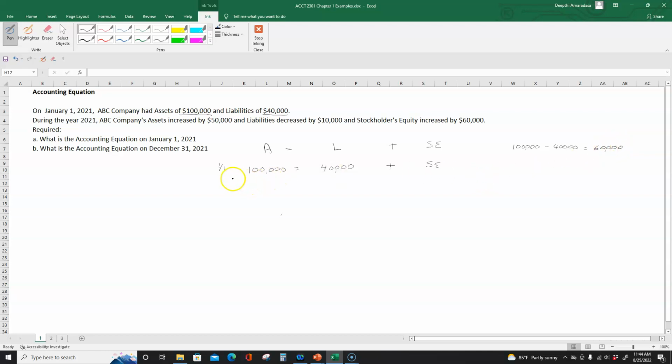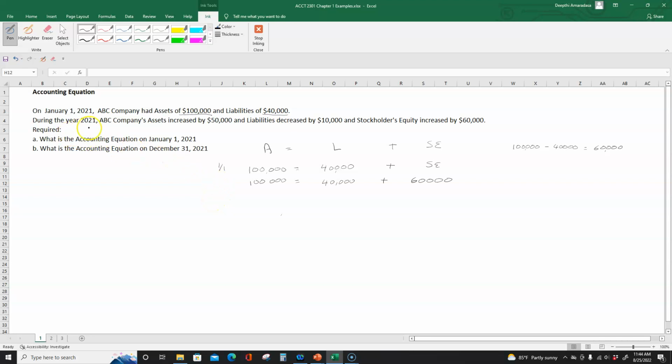So your accounting equation on January 1st will be 100,000 equals 40,000 plus 60,000. That takes care of part A. Part B says, what is the accounting equation on December 31st, 2021?